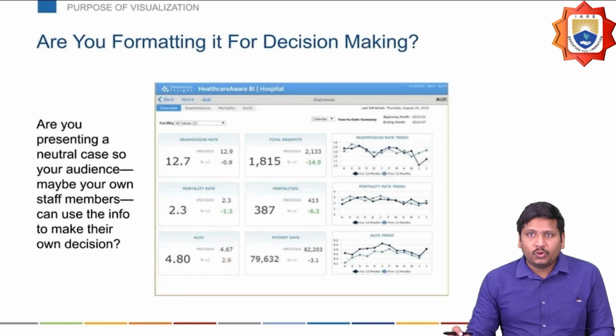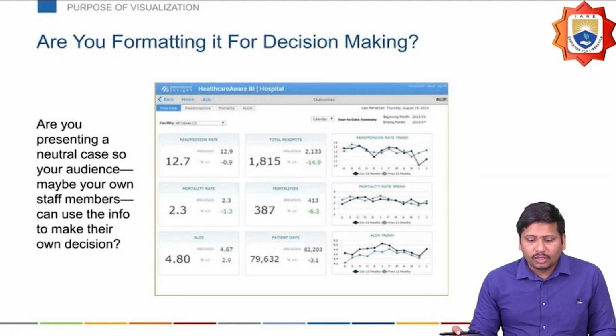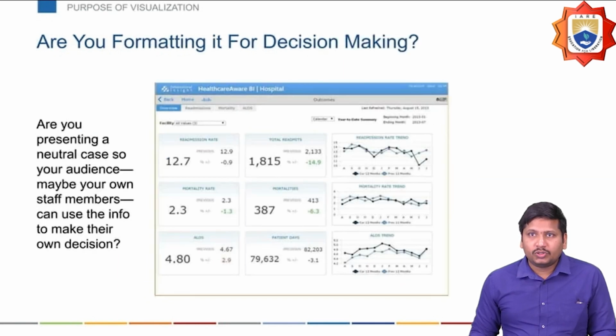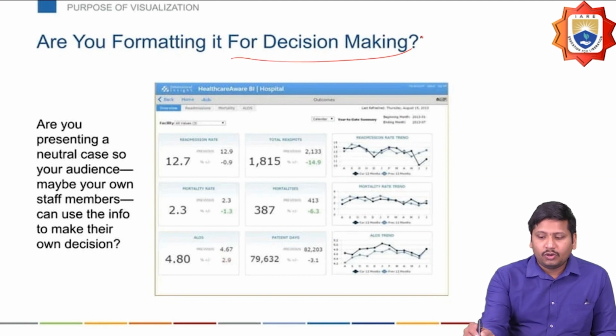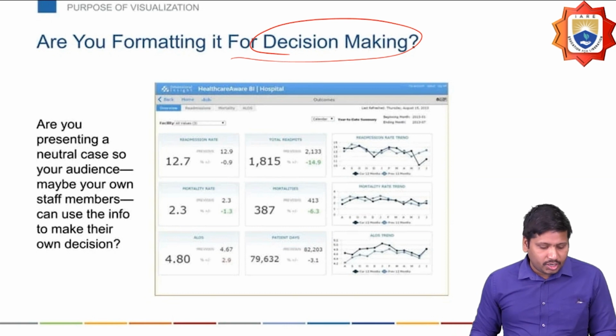Once the data has been explored, we go for decision making. Based on the decision making, we present the neutral case, or some other information based on the decision that has to be taken. So decision making is a very important one.